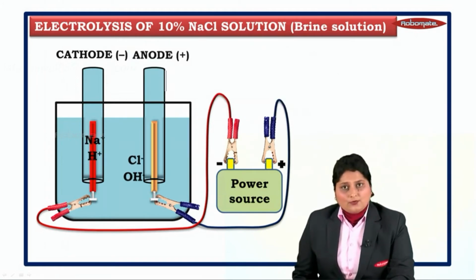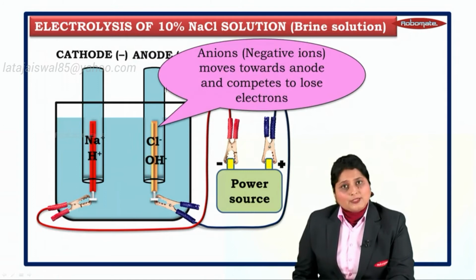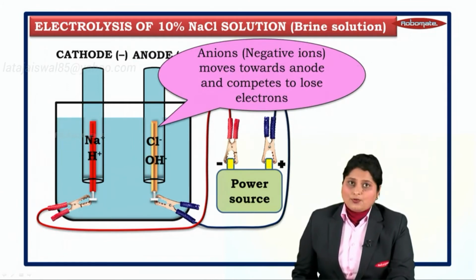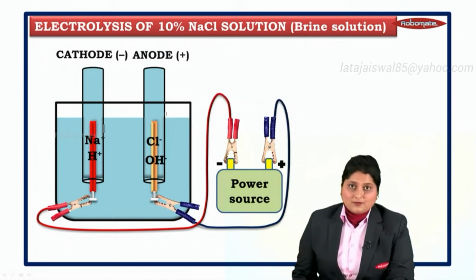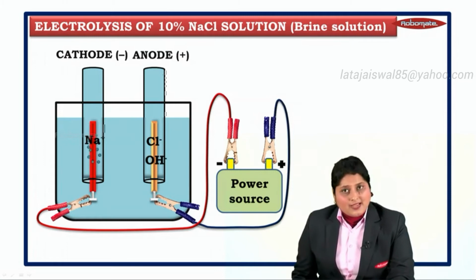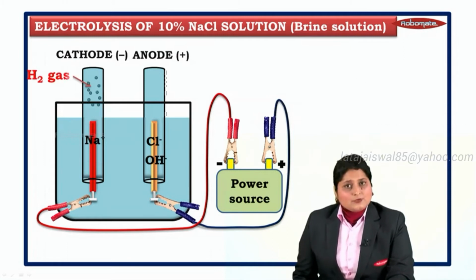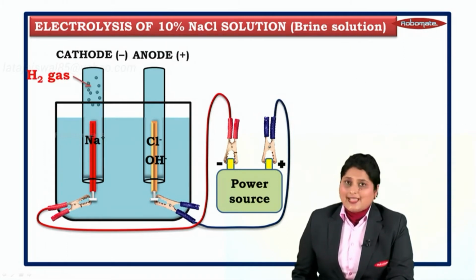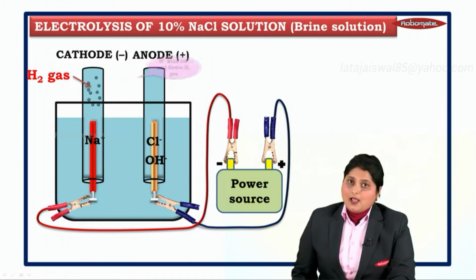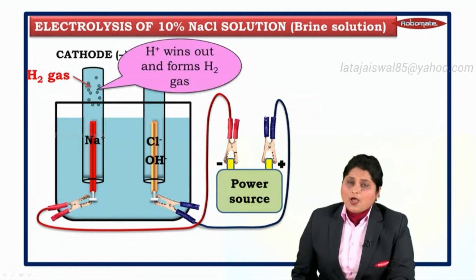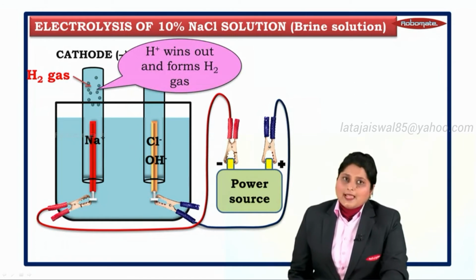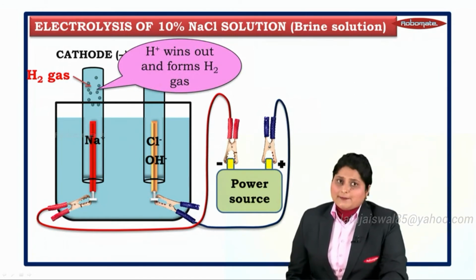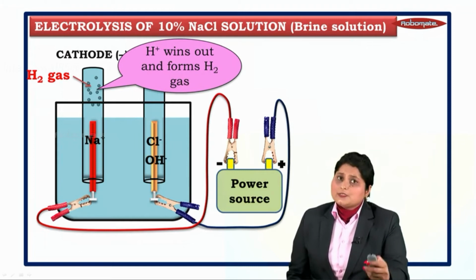What will happen at the anode? Cl- and OH-, that is anions, negative ions, move towards the anode and compete to lose electrons. Again, why? To become neutral. What happens after that? At the cathode surface, you see some evolution of gas and this gas is hydrogen. Now, let's understand how. Hydrogen wins out over Na, and H2 will come out as hydrogen gas.